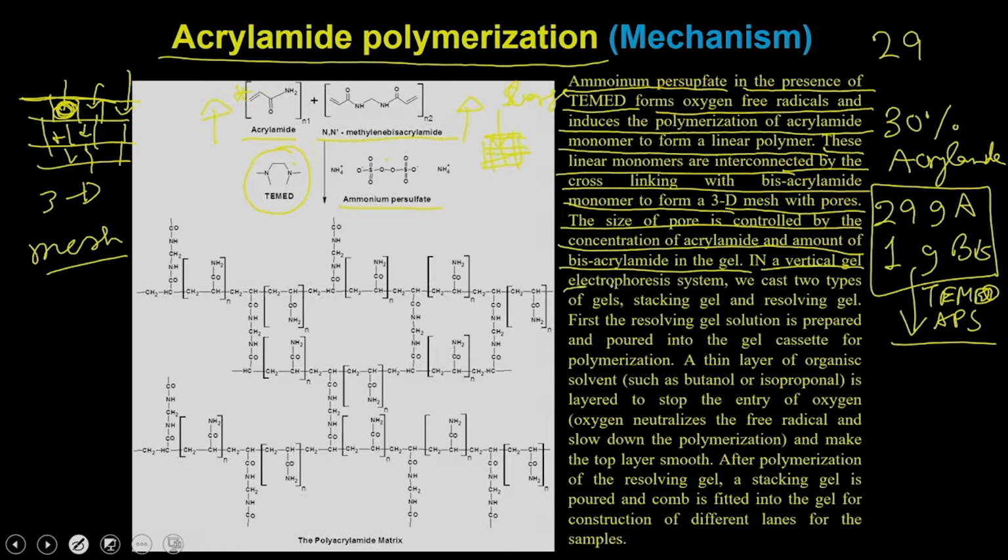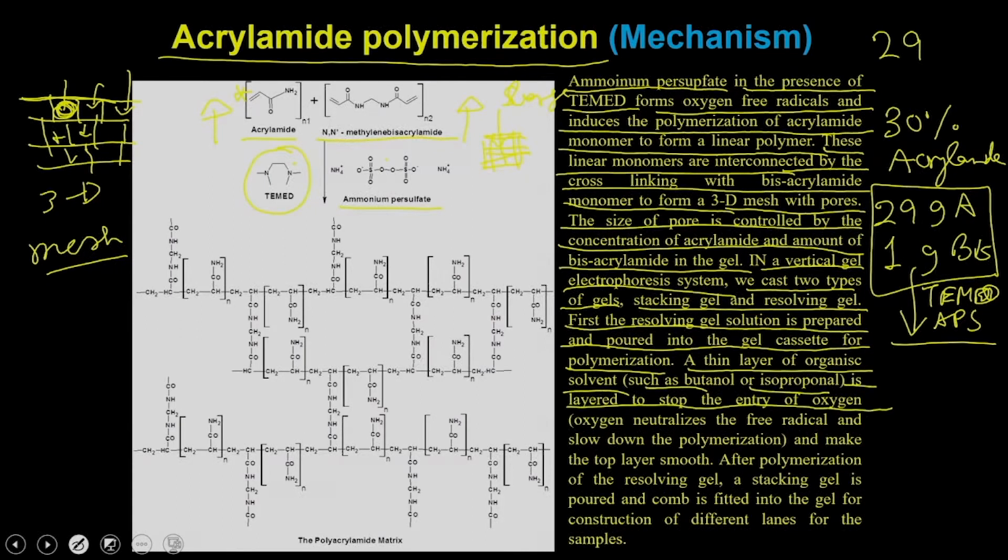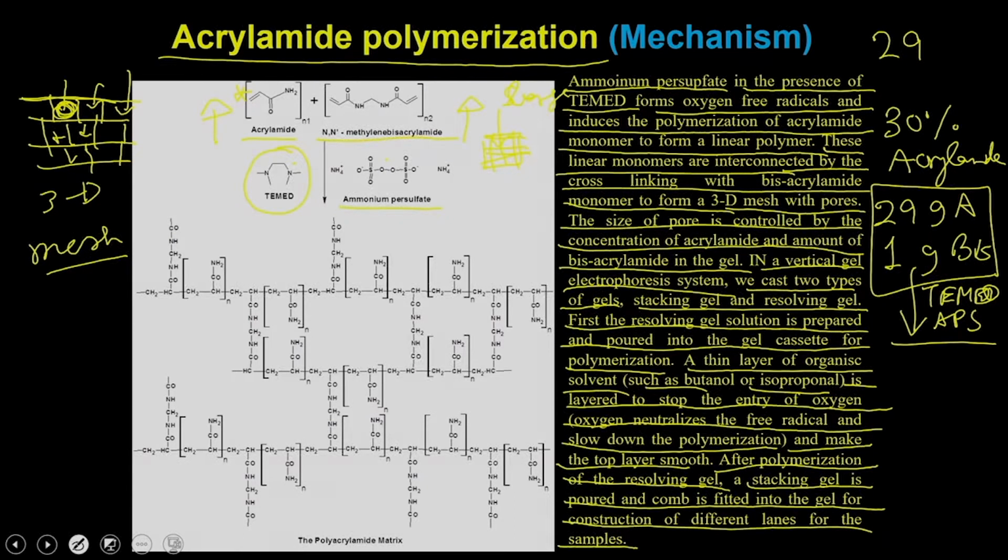In a vertical gel electrophoresis system, we cast two different types of gel, stacking gel and the resolving gel. First, the resolving gel solution is prepared and poured into the gel cassette for polymerization. A thin layer of organic solvents such as butanol or isopropanol is layered on the top to stop the entry of oxygen. Why is it so? Because the oxygen neutralizes the free radicals and slows down the polymerization, and the layer also makes the top surface smooth. After polymerization of the resolving gel, a stacking gel is poured and the comb is fitted into the gel for construction of the different lanes for the sample.